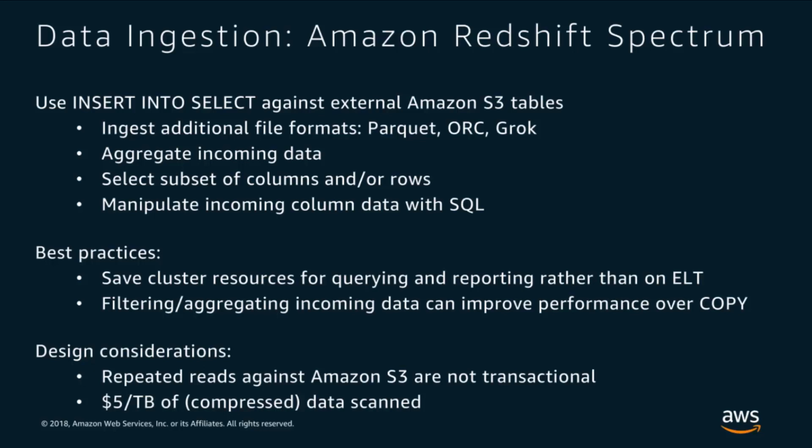Spectrum, how we charge for that, there is an additional charge. I'll call out, it's $5 per terabyte of compressed data scanned. So it's a very low cost. It's the same cost actually as Athena as well.